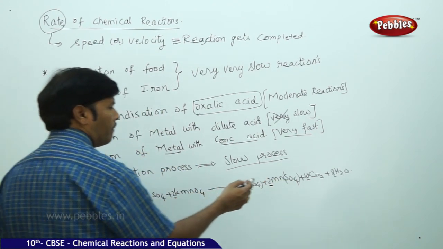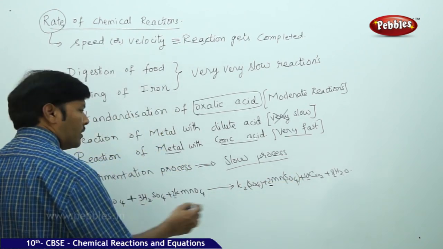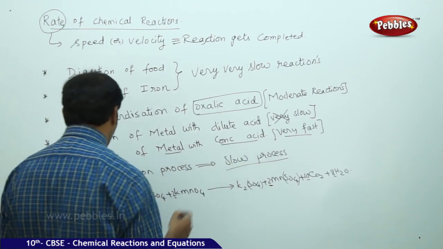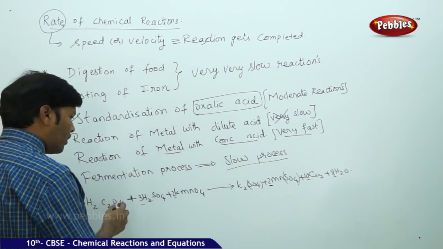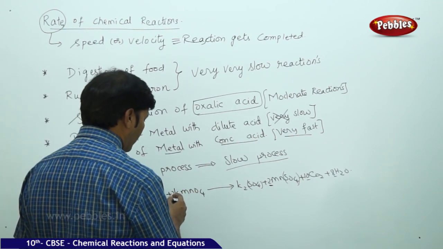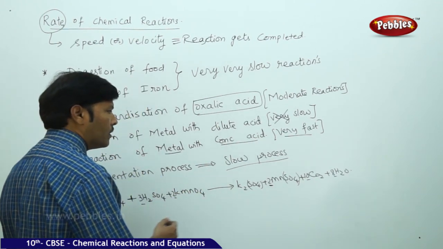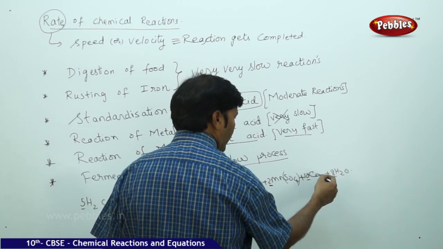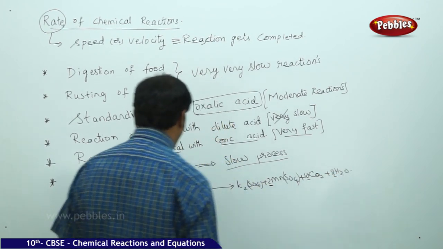There are 2 carbons here, there are 10 carbons, you can take 10 carbons. You have 16 hydrogens, 16 hydrogens are balanced. 5 4s are 20 oxygens, and 20 plus 4, 2 4s are 8 oxygens, 28 oxygens. So this is 20, 10 2s are 20 oxygens, and another 8 oxygens. So the entire reaction is getting balanced.